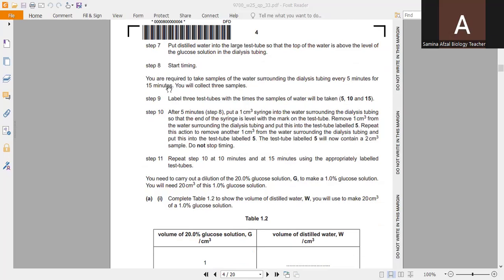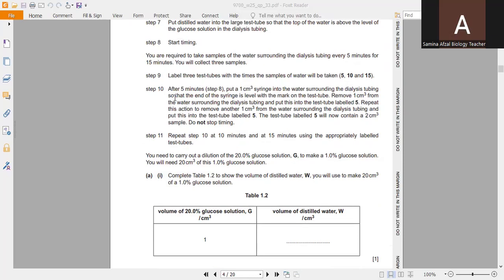Now you have to start the timing in step 8. You are required to take a sample of the water surrounding the dialysis tubing every 5 minutes for 15 minutes. Every 5 to 15 minutes. You will collect 3 samples. One after 5 minutes, second after 10 minutes, and the third one after 15 minutes. So in this way, you are going to collect the 3 samples.